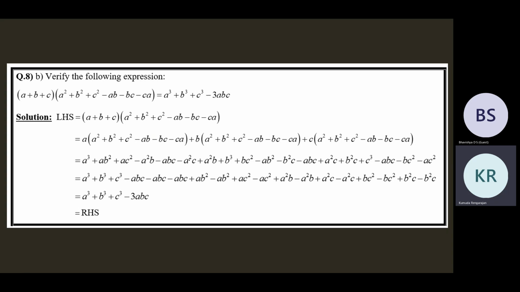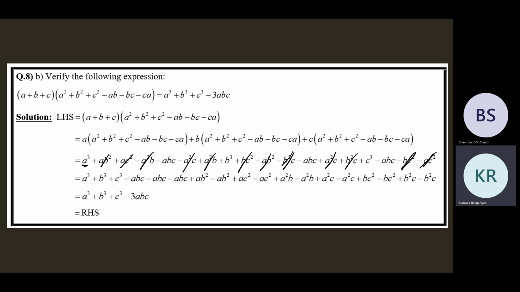You can see here, after you multiply, AC square, plus AC square, minus AC square. Plus AB square, minus AB square. Minus A square B, plus A square B. Minus A square C, plus A square C. Plus BC square, oh sorry, not this. Minus BC square, this one. Minus B square C, plus B square C.